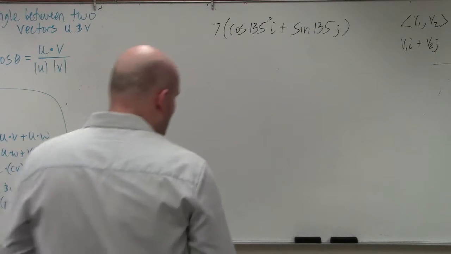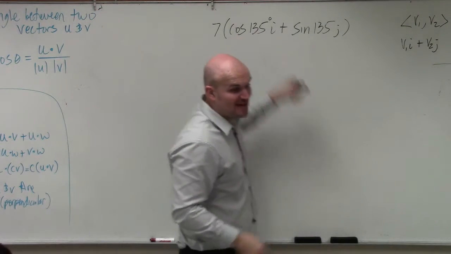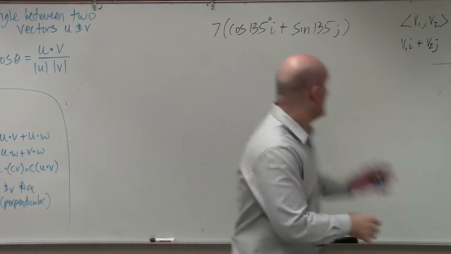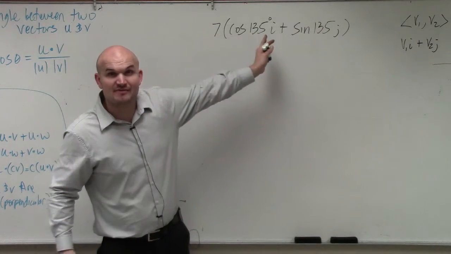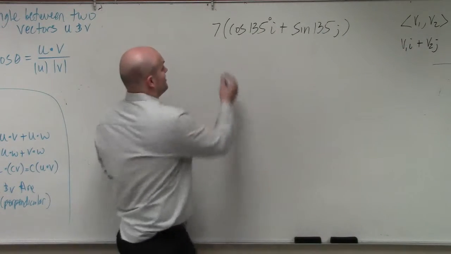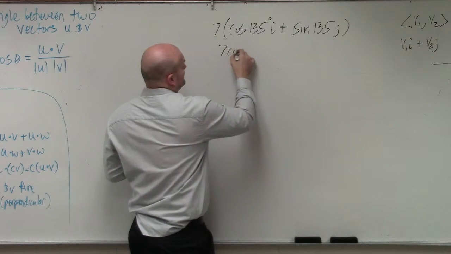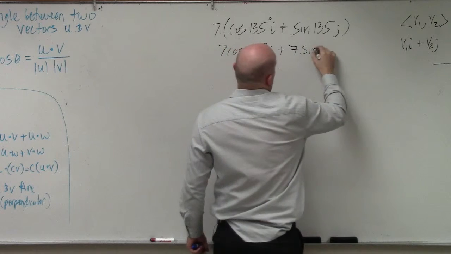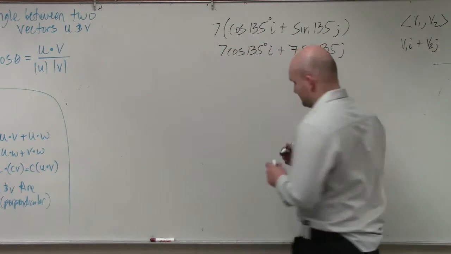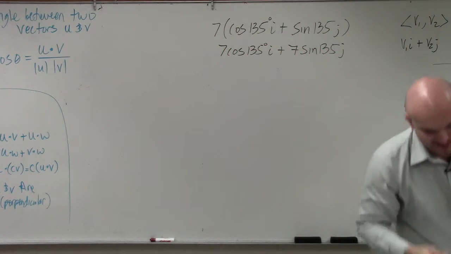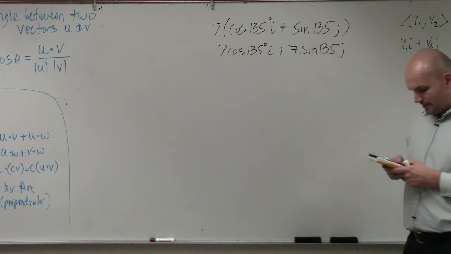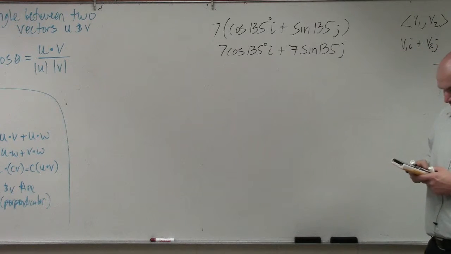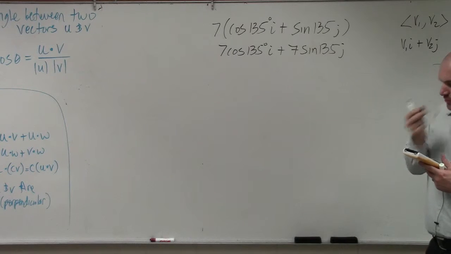So anyways, first thing I want to do, though, is I got to figure out what these values are. Now, I do have a scalar outside of my vector, correct? So therefore, I am going to need to distribute that. Then I'm going to use my handy-dandy calculator. And I'll do 7 times cosine of 135. I'll round to the 100th.